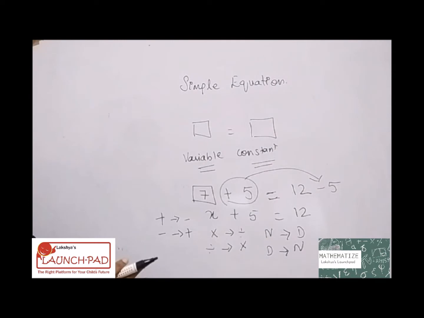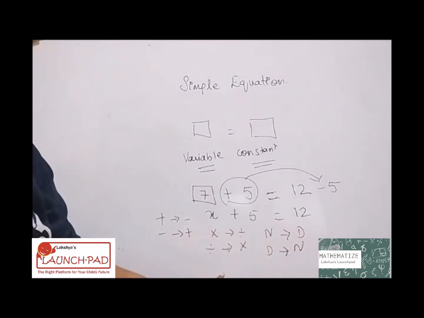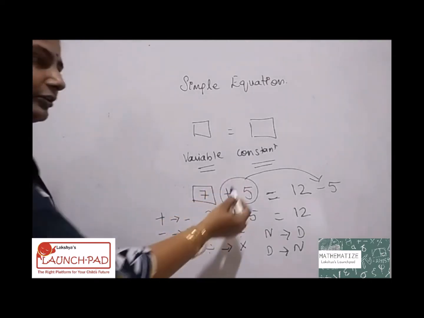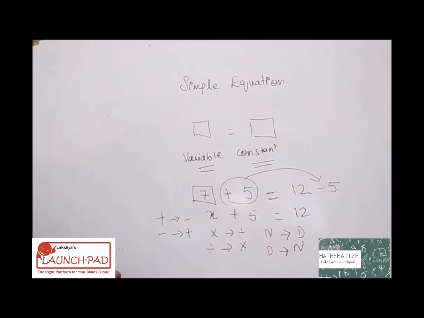Do you understand? In this case, the symbol will not change. In this case, the symbol changes. That's the only difference. Okay, so here plus 5 crossed as minus 5 and it became 7. Shall we do some examples and check?